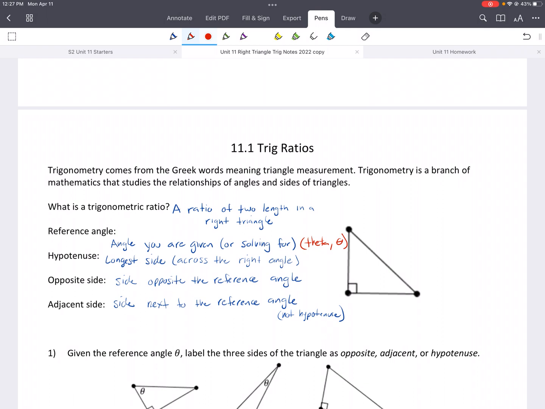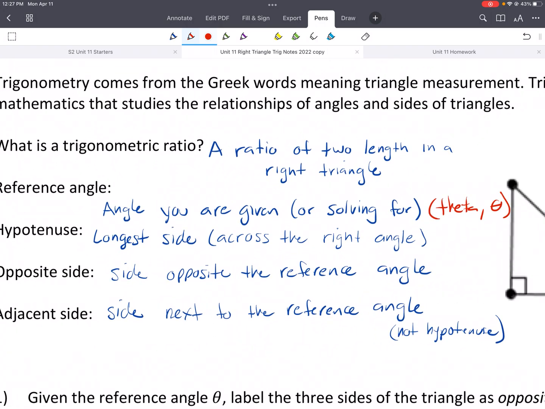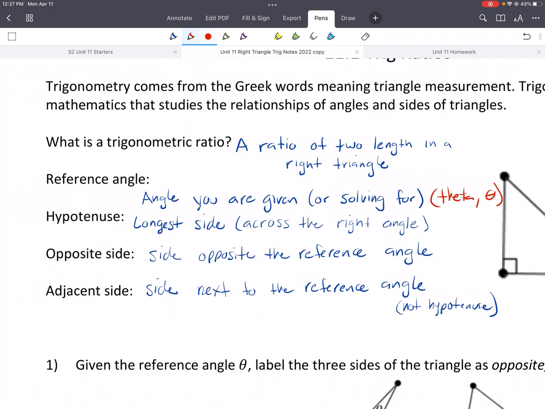We can measure sides, we can measure angles. And we're going to start today with just talking about what's called trig ratios. So trig ratios is just a ratio of two sides of a triangle. Triangles have three sides, so just think of the different ways you could set up ratios, fractions, okay? And we're going to talk more about that as we go along.